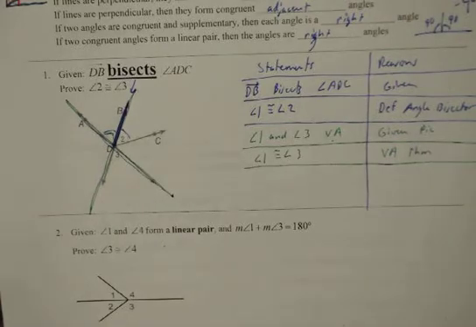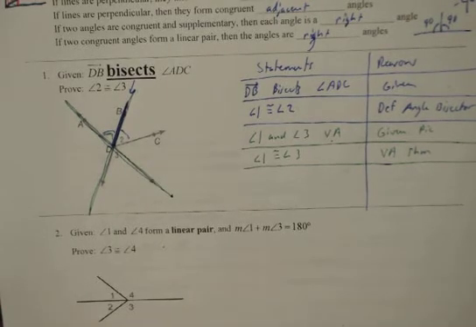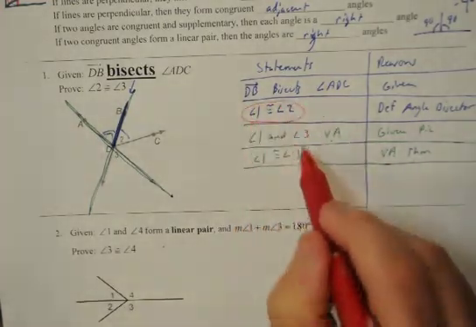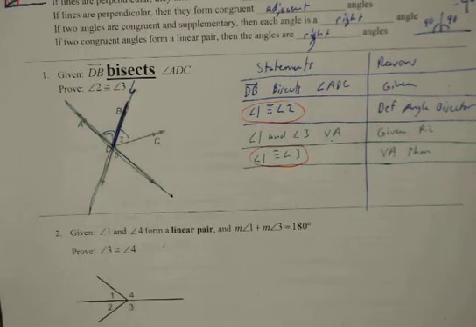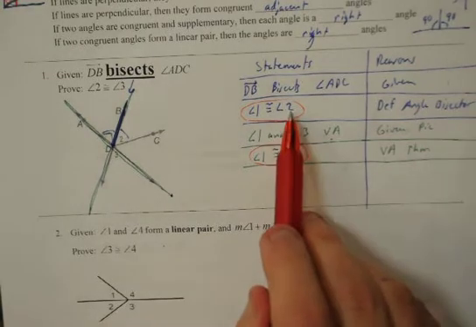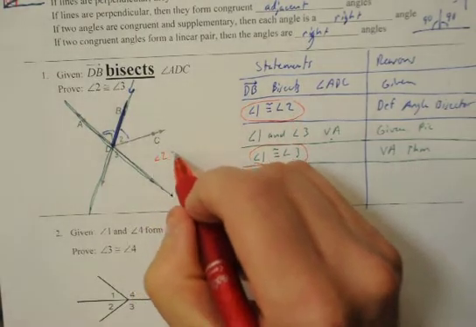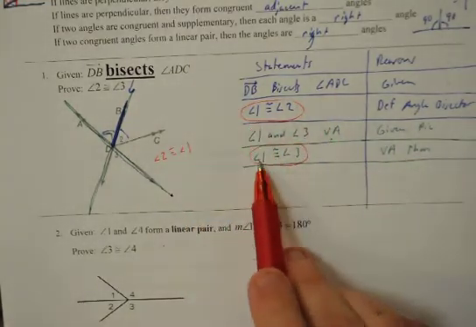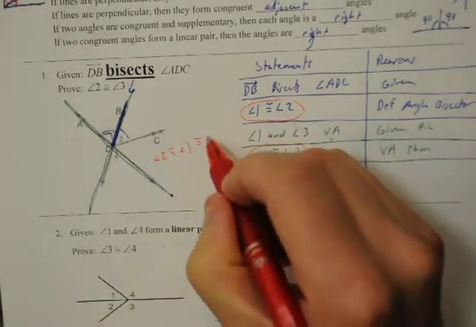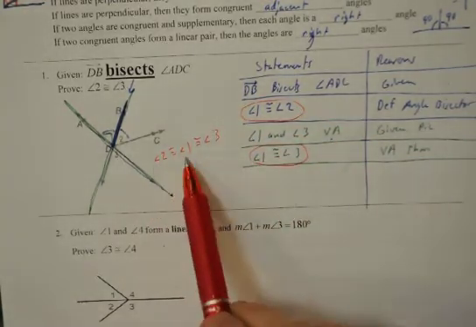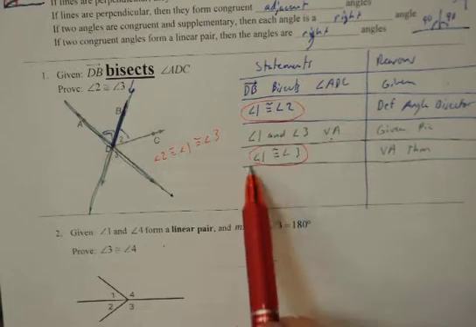And now is where the magic happens. This is all proofs pretty much. You've got this thought and you've got this thought. And a proof is you bring two thoughts together. And so here's what's happening. Here's how you need to see this. You've got angle 2 is congruent to angle 1. And angle 1 is congruent to angle 3. So 2 is congruent to 1, 1 is congruent to 3.